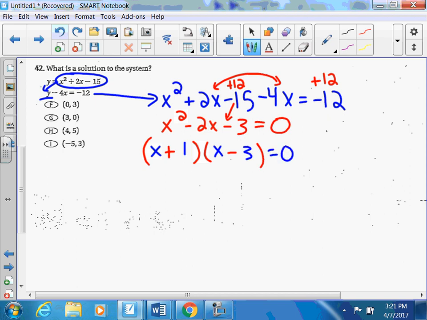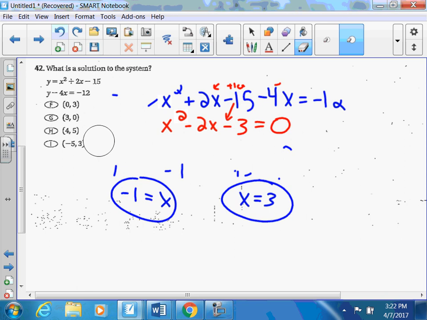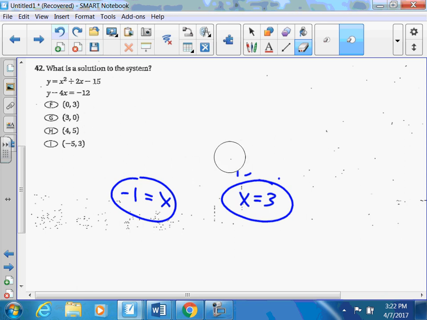And now we're going to solve this. We're going to add 3, add 3. So x equals 3. And we set this equal to 0, and that means we have to subtract 1, so x equals negative 1. So we have these two as our answers. Now, from there, we are going to plug in each one of those back into the equations to figure out what the y coordinate is.